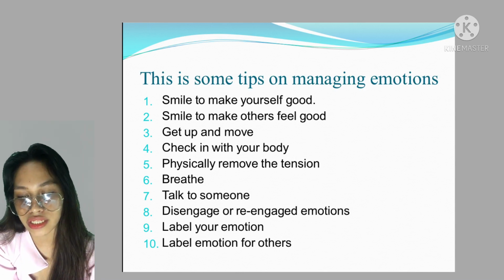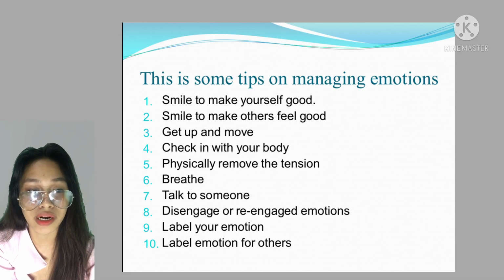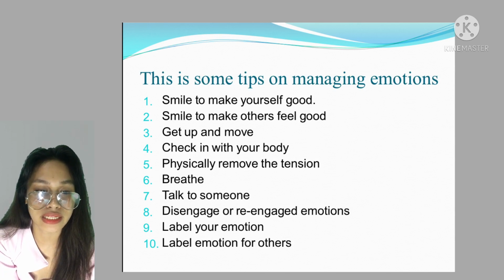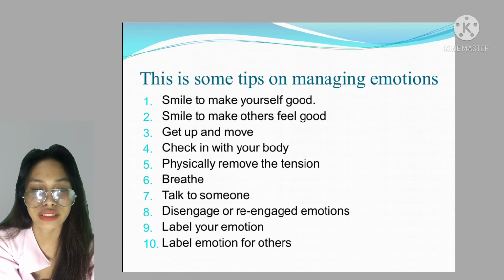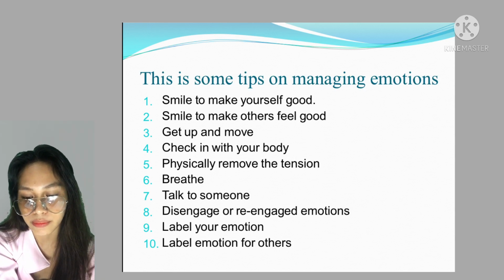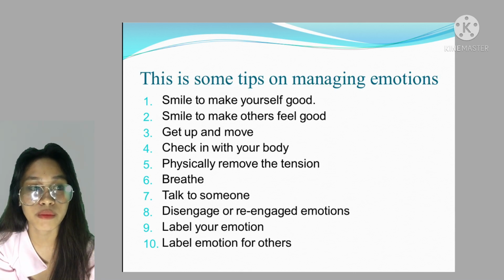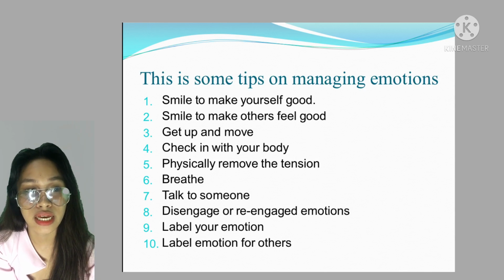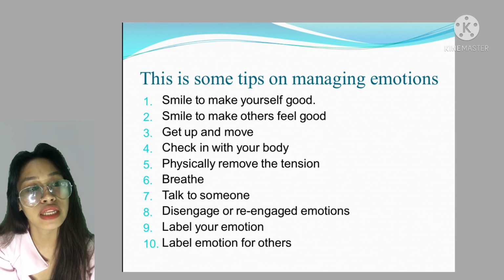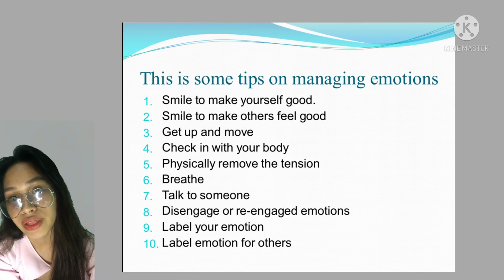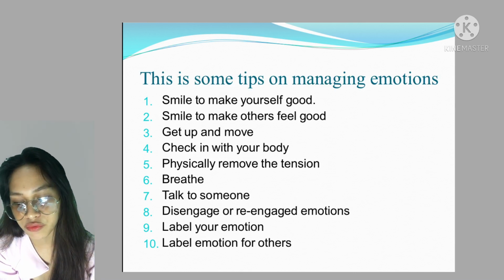Number 8. Disengage and re-engage emotion. You must learn to park your emotion to deal with at a later time, but do not avoid it. You must acknowledge your feelings, then utilize your emotional intelligence to improve them. Number 9. Label your emotion. By labeling your feelings, you are helping your brain to put the brakes on your emotional response, and you are giving your brain the chance to make sense of the feelings you have just experienced. Naming your feelings can also help you accept them. And lastly, label your emotion for others.